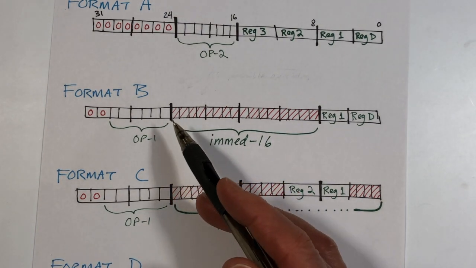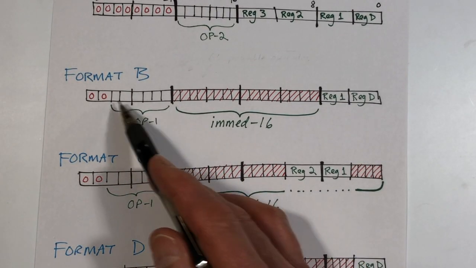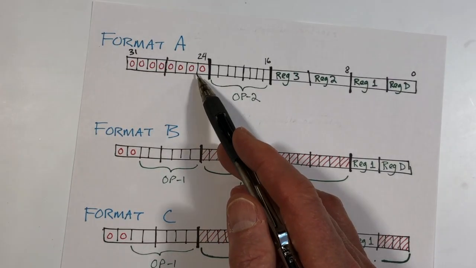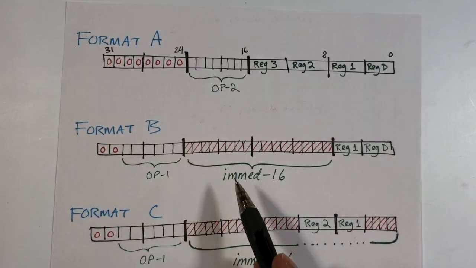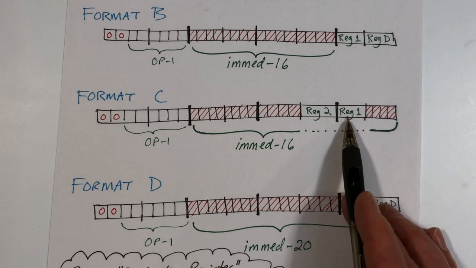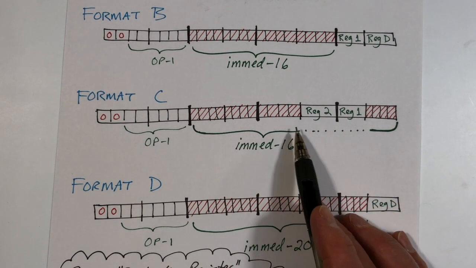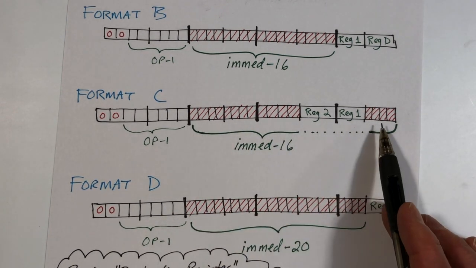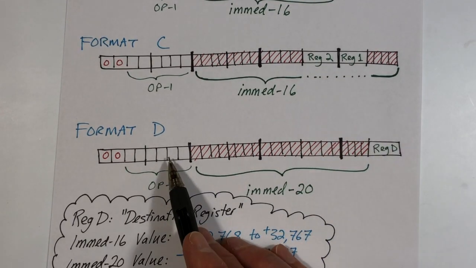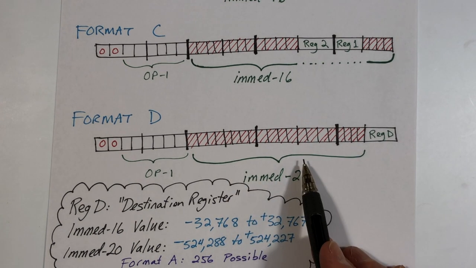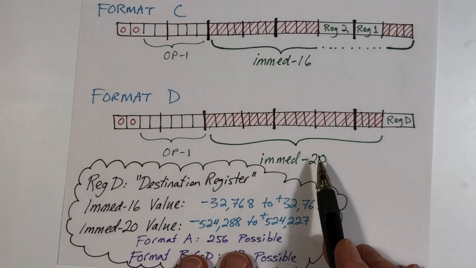So we have only 63 possible values for format B, C, and D instructions, because the 64th is used for format A. In format C, we have no destination register, and instead we have 2 source registers. Again, we have a 16-bit immediate value, and it's encoded in these bits here. Format D has room for only 1 register, the destination register, but it has a slightly larger number of bits for the immediate value, so we can represent a larger range of values.